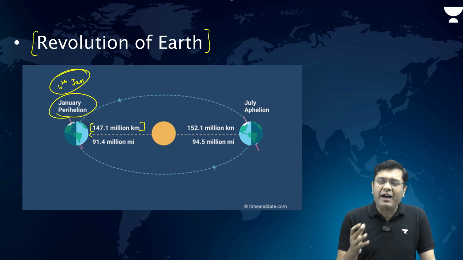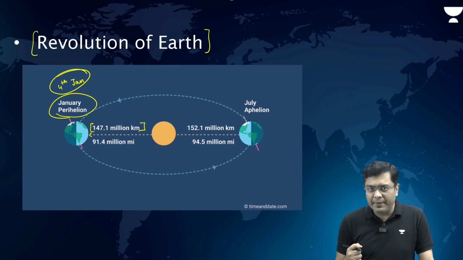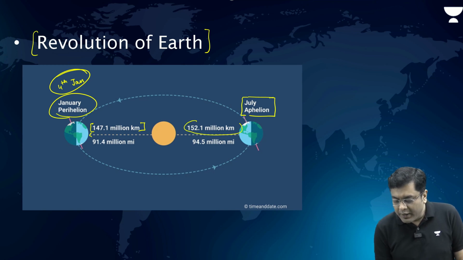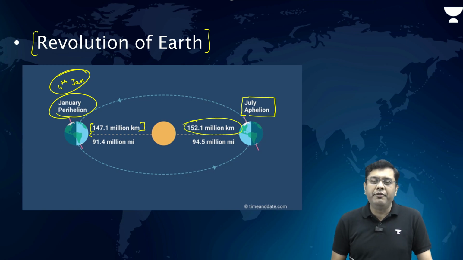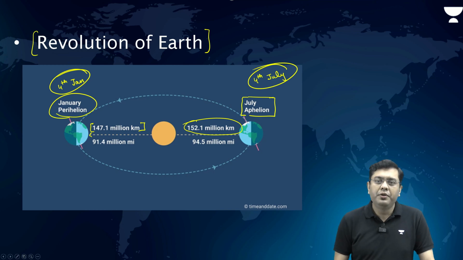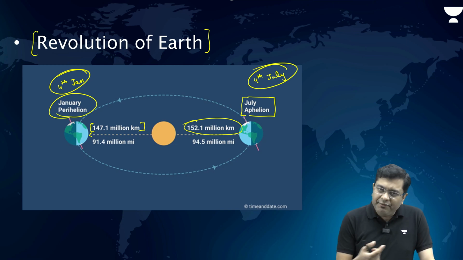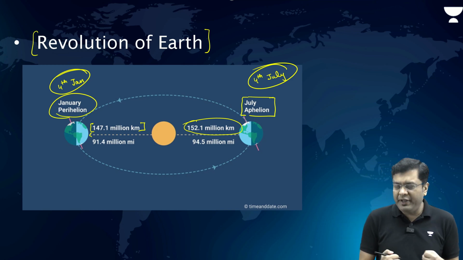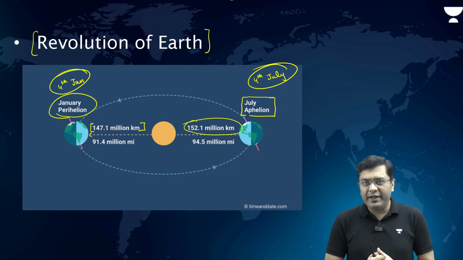Whereas, you will also have a condition after 6 months when the Earth is farthest away from the Sun. That is in the month of July. That is the condition of aphelion. Now, at this point of time, you will observe that the distance is 152 million kilometers. This is 4th of July. Right. So that is how you have a varying distance between the Earth and the Sun. Now this will influence the amount of insolation received by these places during different times.